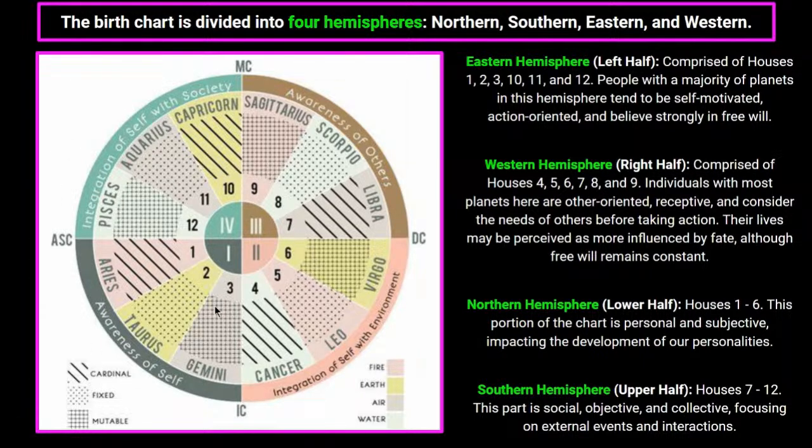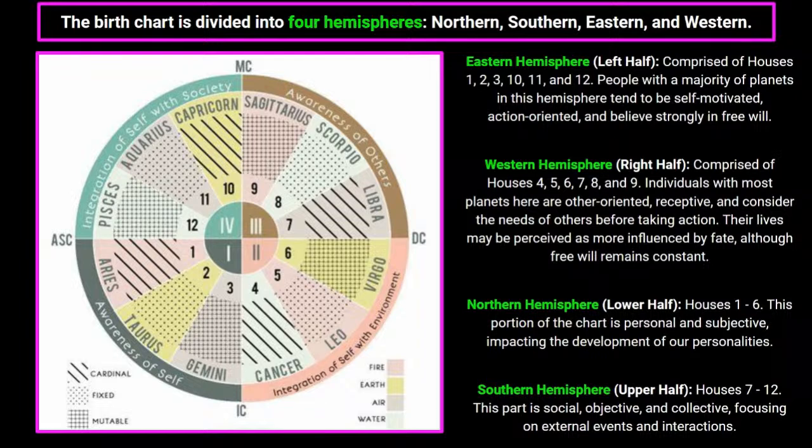Okay. The eastern hemisphere, the left half, is comprised of houses 1, 2, 3. So those are these 3 here. House 1 will always be right here, and we'll go into that later a little bit. So this eastern hemisphere also consists of 10th house, 11th house, and 12th house. So 1, 2, 3, 10, 11, 12. Or you can look at it as 10, 11, 12, and 1, 2, 3. However you want to look at it. But this left half is the eastern hemisphere.